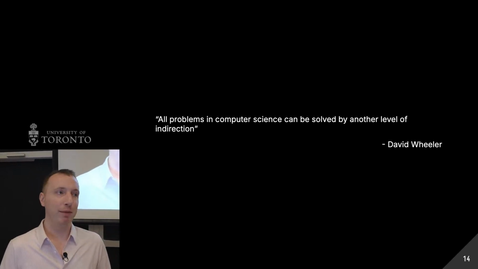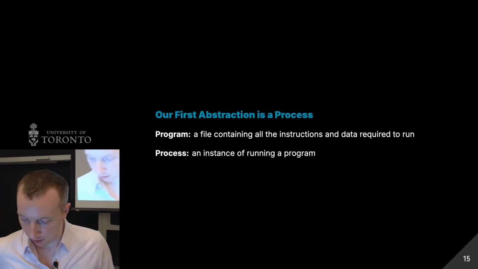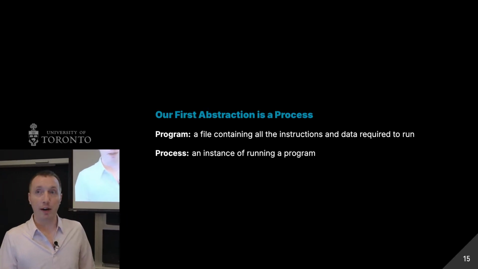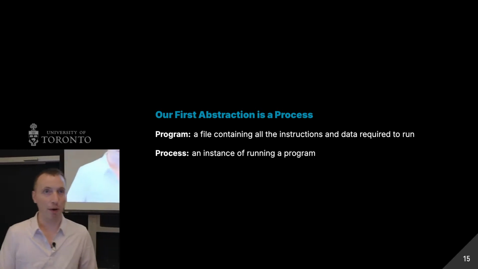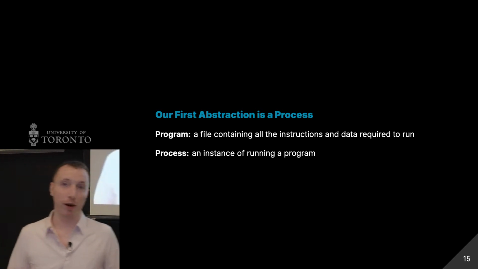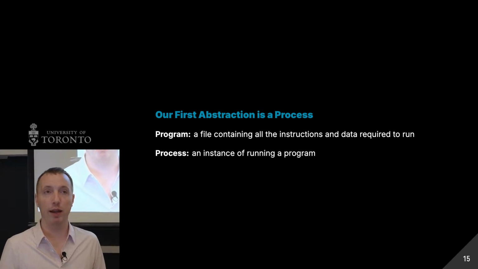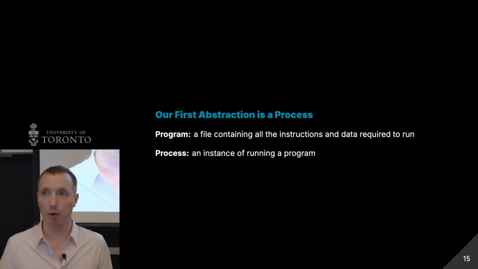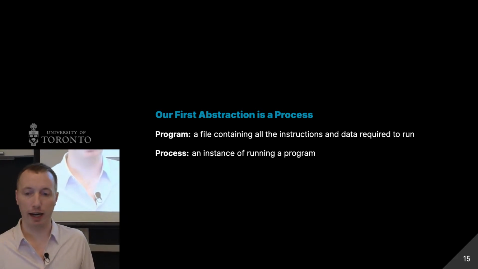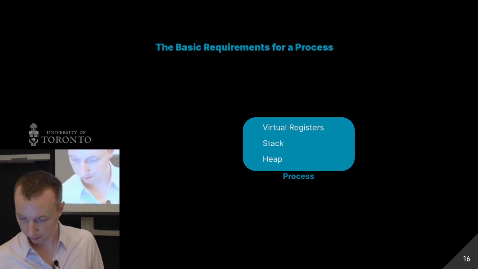What does that mean? It means we kind of just generalize the problem and make it easier, and then we solve that problem instead. So our first abstraction or layer of indirection, we use those terms interchangeably, is something called a process. So we probably know what a program is. A program is just a file containing all the instructions and data required to actually run that program. And if we need to represent a running program, we call that a process. So a process is an instance of a running program.